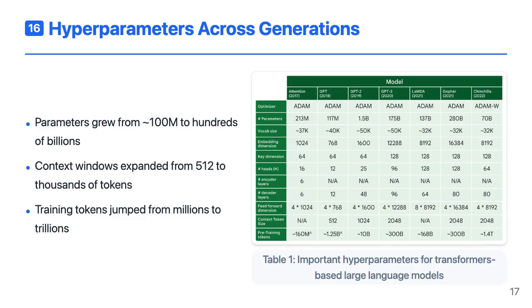If you compare early transformer models to modern LLMs, the scale difference is dramatic. Parameter counts went from a few hundred million to hundreds of billions. Context windows expanded from a few hundred tokens to thousands, and now into the millions for some models. Training data grew from roughly 100 million tokens to well over 1 trillion. These shifts in hyperparameters underpin the emergent abilities we now see, like few-shot learning and complex reasoning.